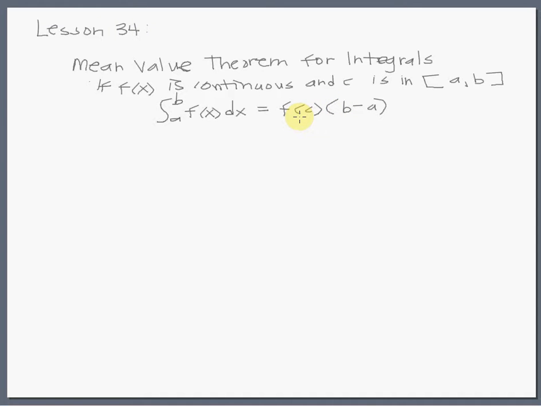So let me show you a graph to help you see this visually. Okay, so first of all, let's look at what this first part of the function is saying. It's saying that the integral from a to b of f of x is this entire area under the curve, right? Including this piece here. It goes all the way up to the curve.